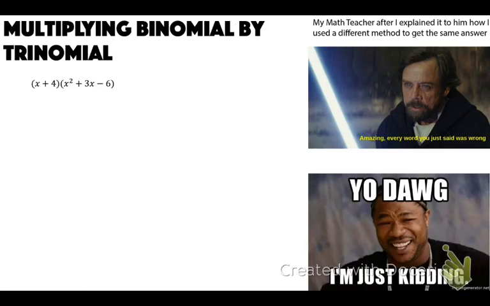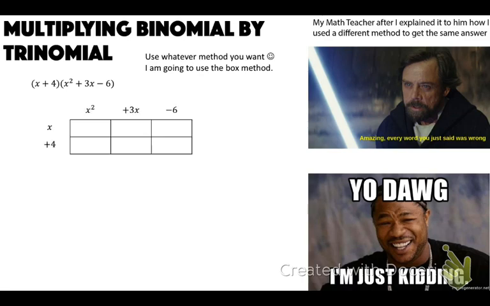I'm just kidding. Okay, so here, I'm going to use the box method. I tend to lean towards the box method. I like that one the most. So I have x squared plus 3x minus 6 and x plus 4. So this is just multiplying the sides of the boxes. So x squared times x is x cubed.